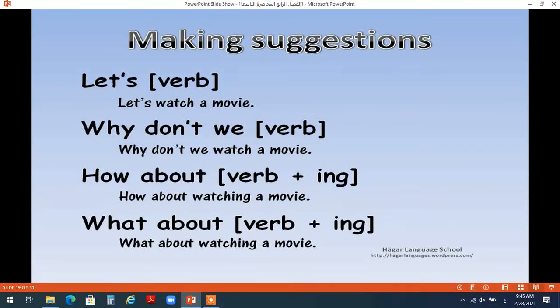Regarding the suggestions or making suggestions, we can simply make a suggestion by saying, for example, let's watch a movie. This is a direct way of making suggestions. But we can make the same suggestion but in an indirect way by using WH questions. For example, instead of saying, let's watch a movie, we can say, why don't we watch a movie? Or, how about watching a movie? Or, what about watching a movie? So, in this case, we have used WH questions to make a certain suggestion. This is again an indirect way of making suggestions by using WH questions.